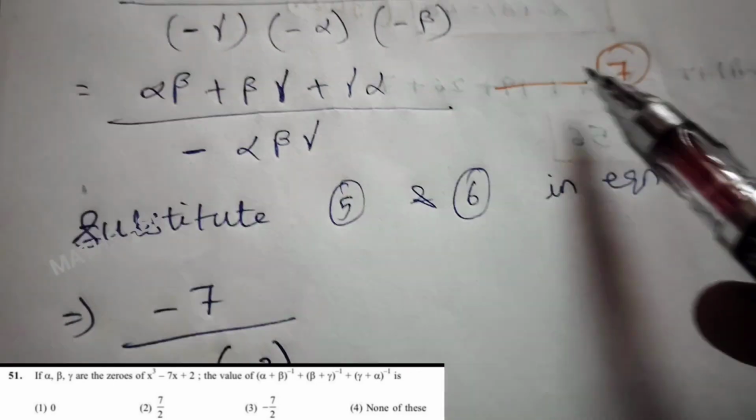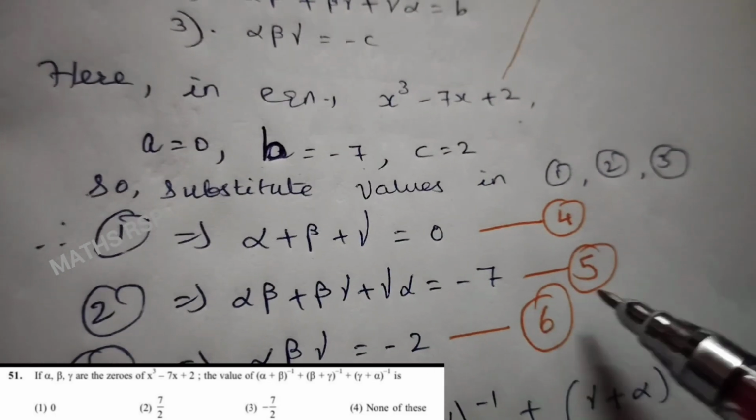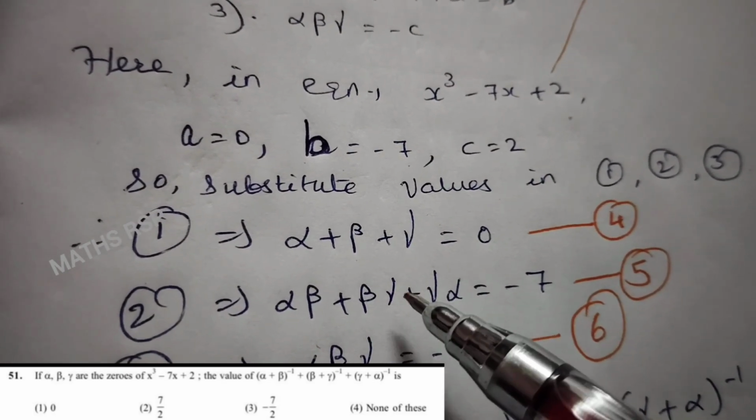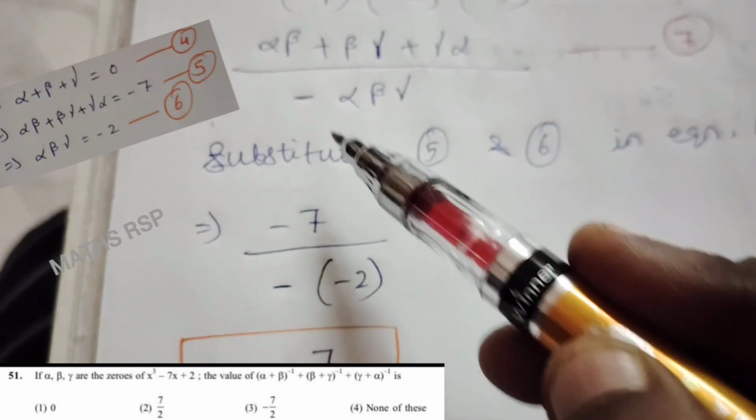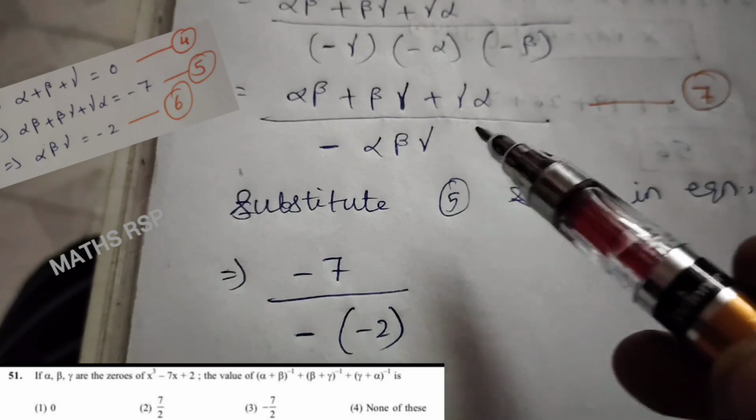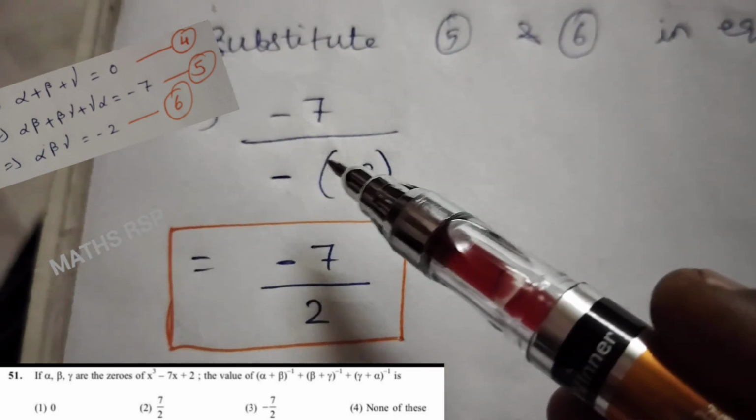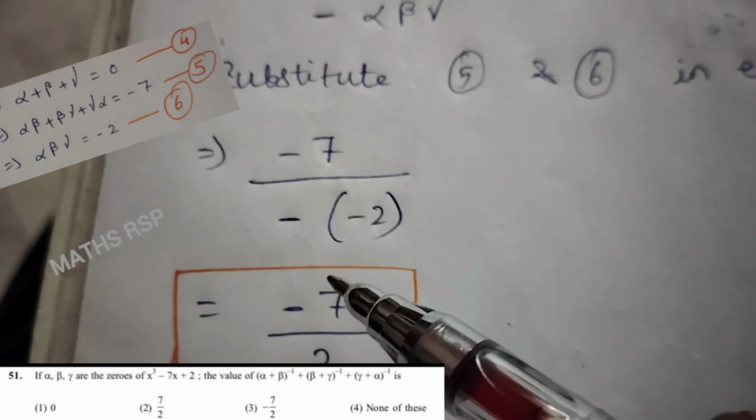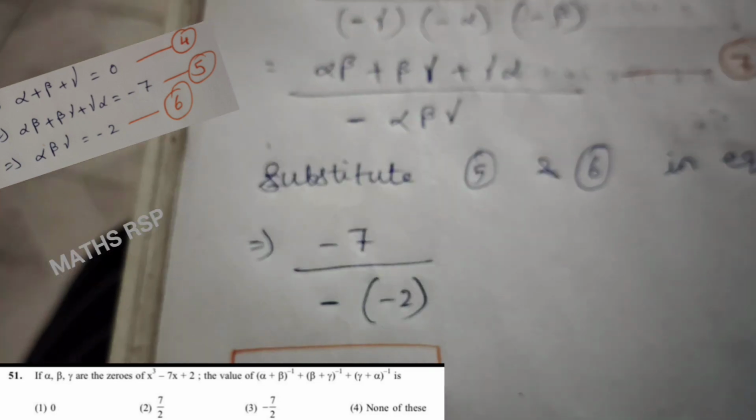I have considered this as equation 7, and substitute 5 and 6 in equation 7. See, what are 5 and 6? Alpha beta plus beta gamma plus gamma alpha equals minus 7, right? So I have substituted this one as minus 7 and divided by minus of alpha beta gamma, which equals minus 2. So minus of minus 2 will be minus into minus plus, this will be the answer, okay.